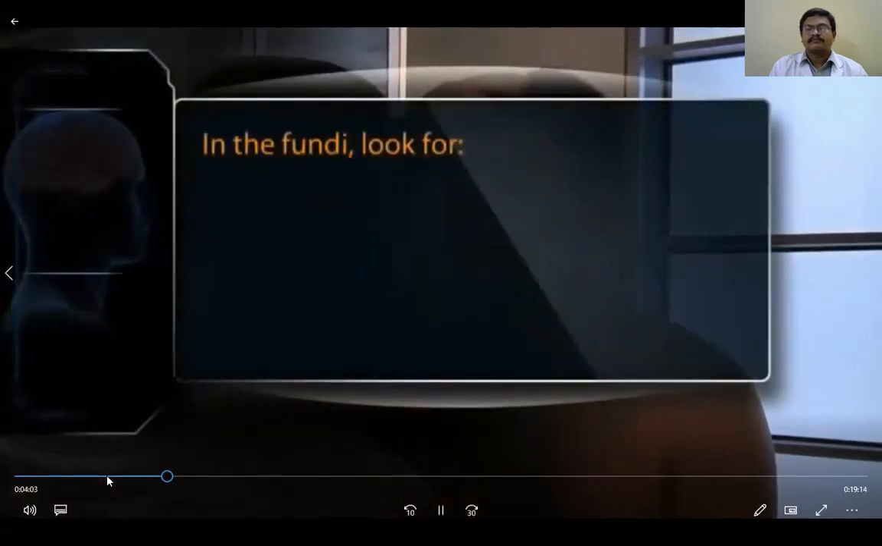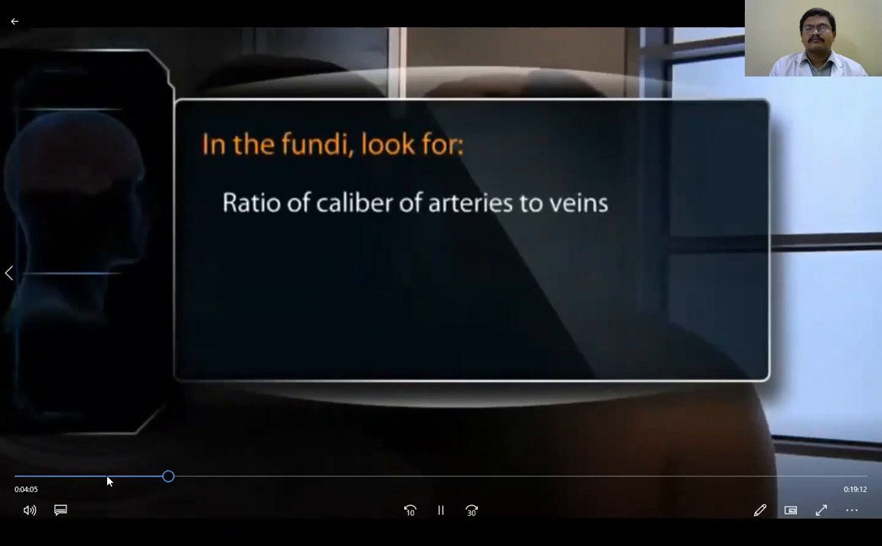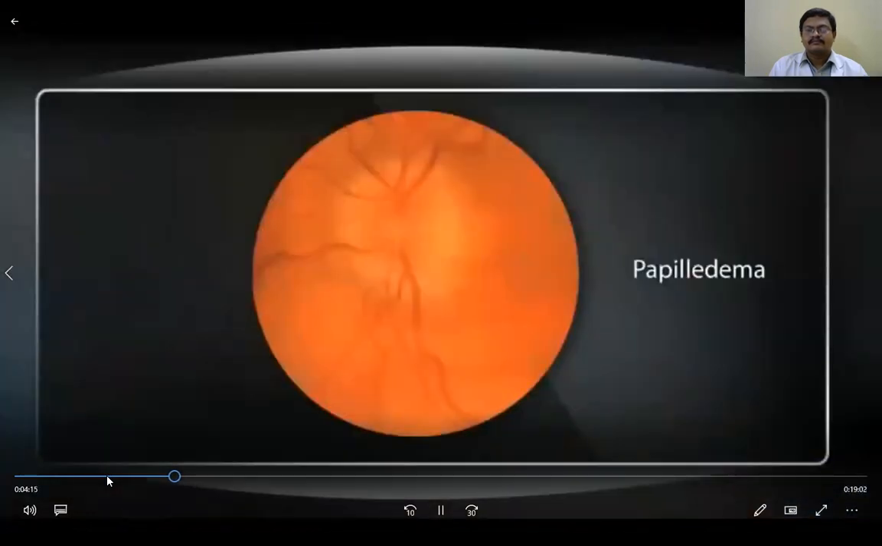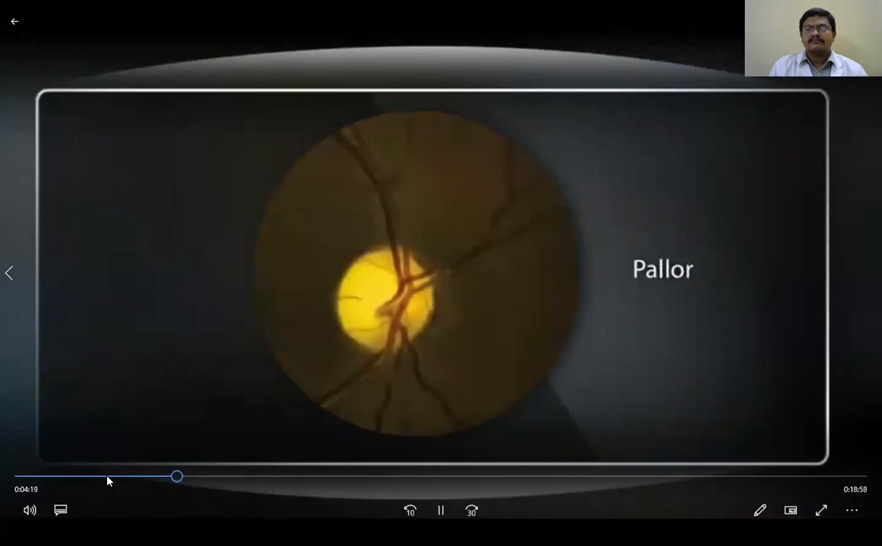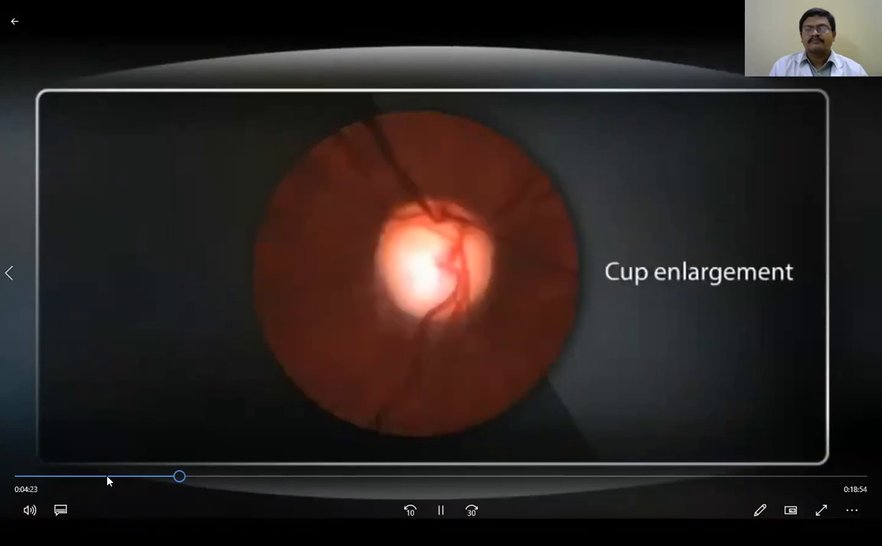In the fundi, be sure to inspect the ratio of the caliber of arteries to veins, usually 1 to 3, and changes in the arteries, like vascular narrowing. Also look for papilledema, pallor from optic atrophy, and any cup enlargement suggesting glaucoma.